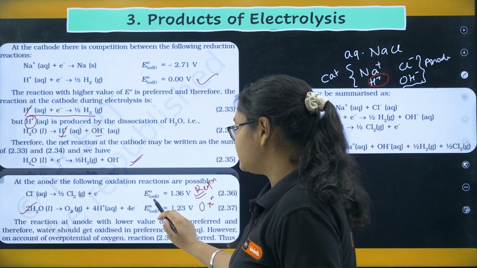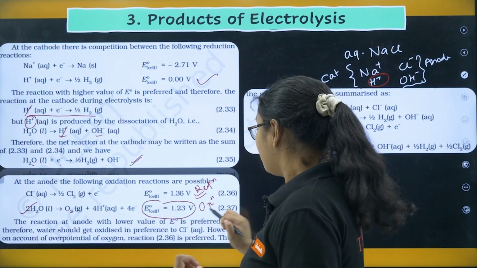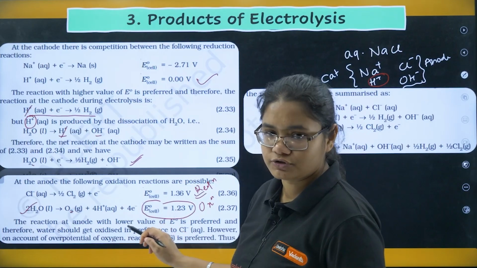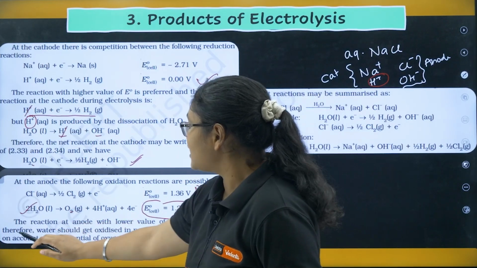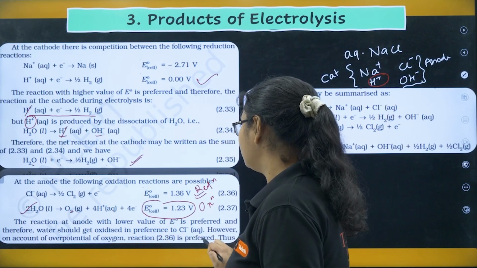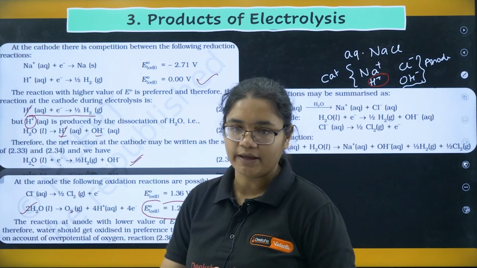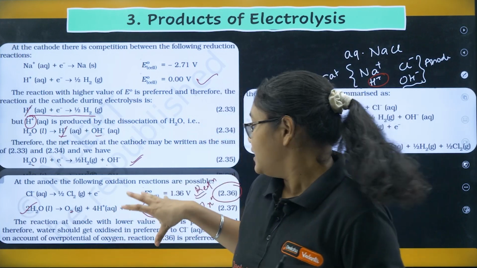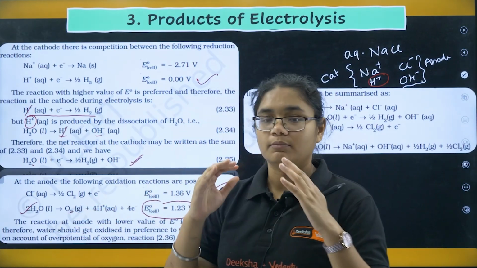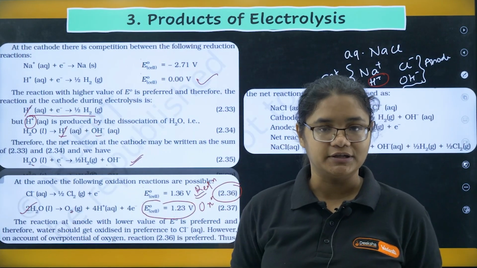With lower value of E naught, this one has to be preferred, and therefore water should get oxidized in preference to Cl minus. However, on account of over potential of oxygen, reaction 2.36 is preferred. So that is what I was saying. This reaction is very slow. It cannot happen normally, you have to add some more potential there.